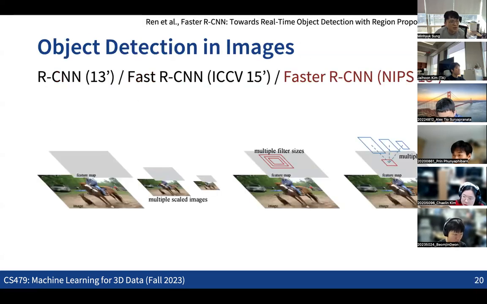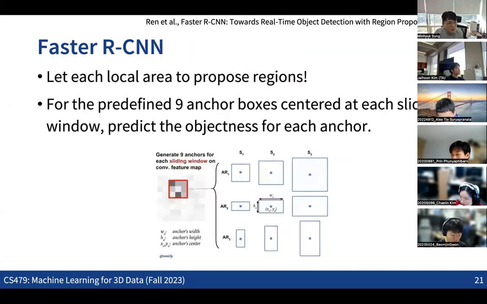The idea is that we also use the neural network to propose the regions, instead of using some non-learning-based algorithms. The basic idea is that for each local area around each pixel, we get a fixed set of 9 proposals for the regions, which are called anchor boxes.